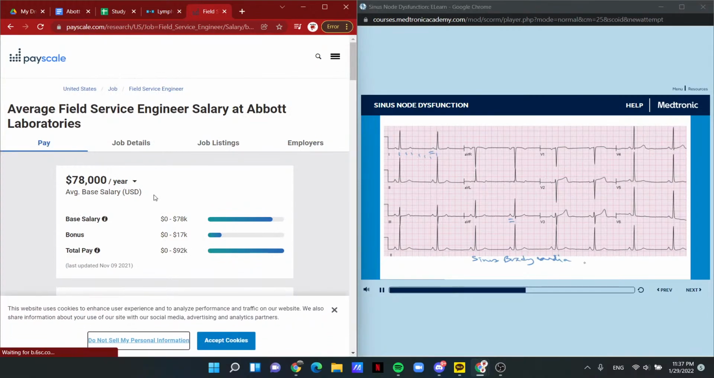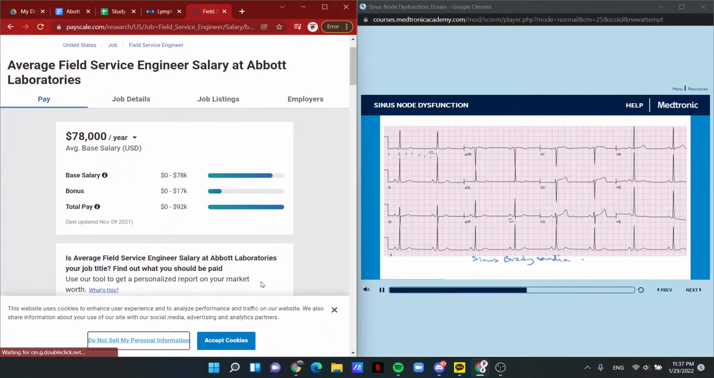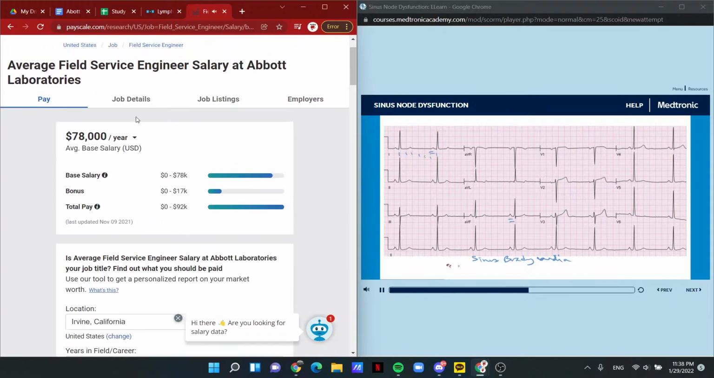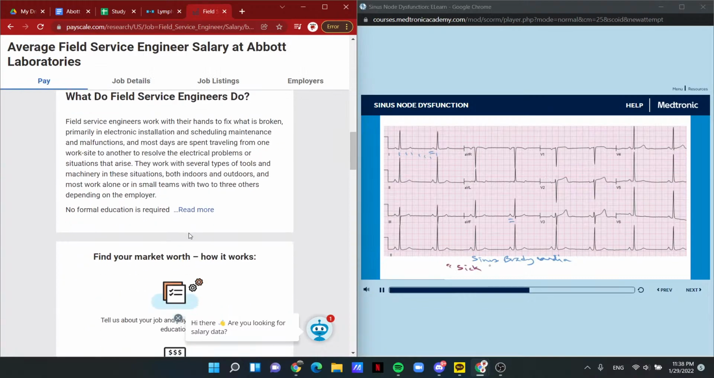However, if the heart rate is insufficient to meet the body's needs because of abnormal function of the sinus node, that syndrome is known as sinus node dysfunction, otherwise known as sick sinus syndrome.